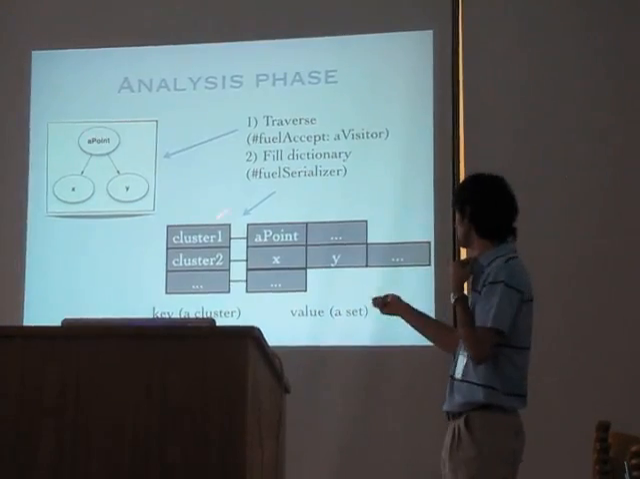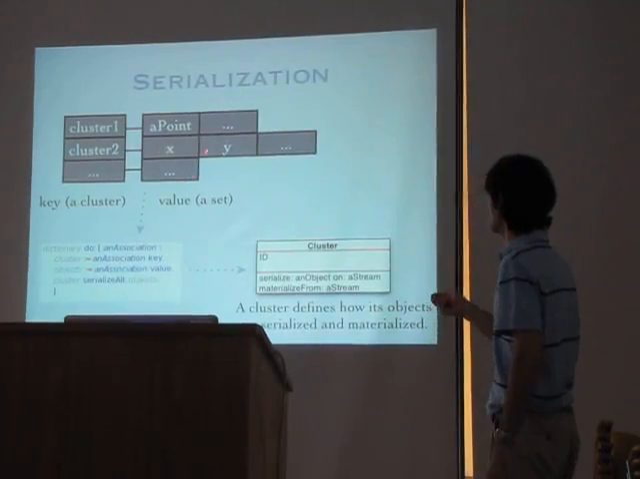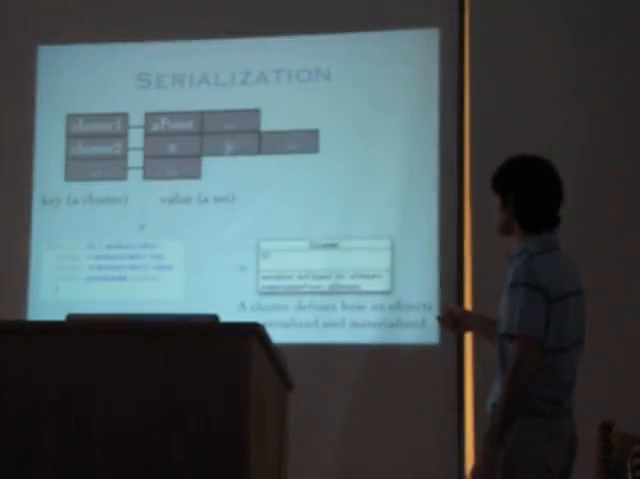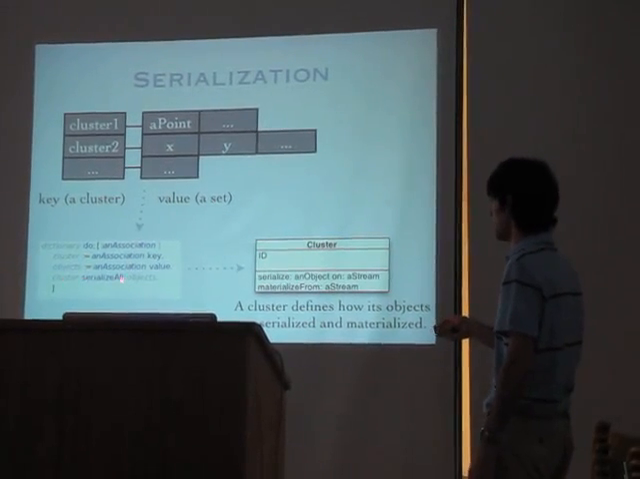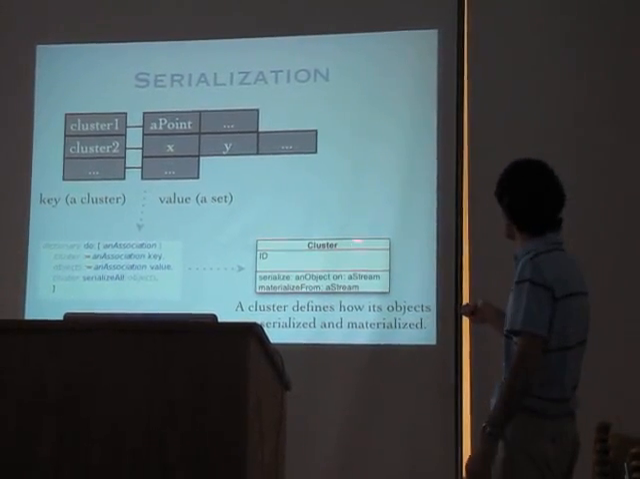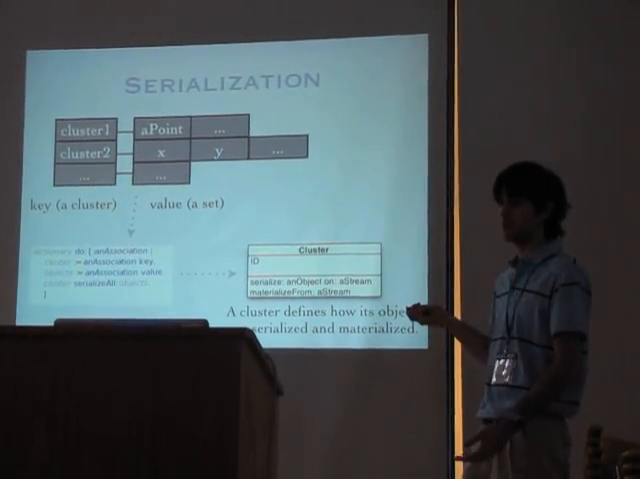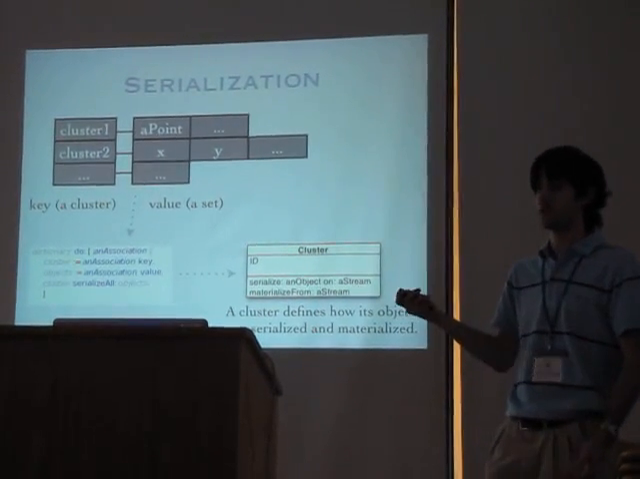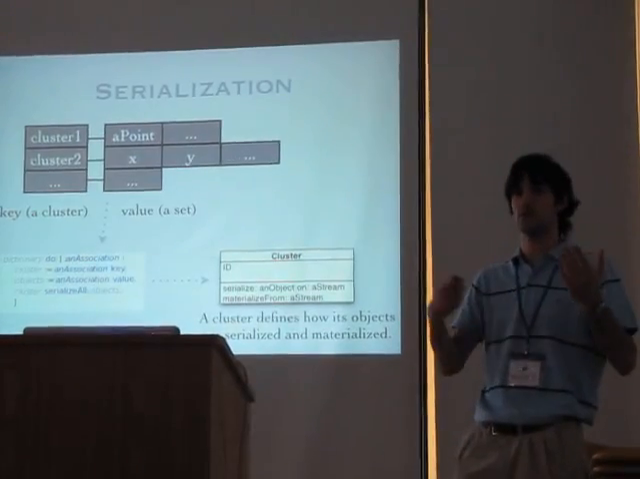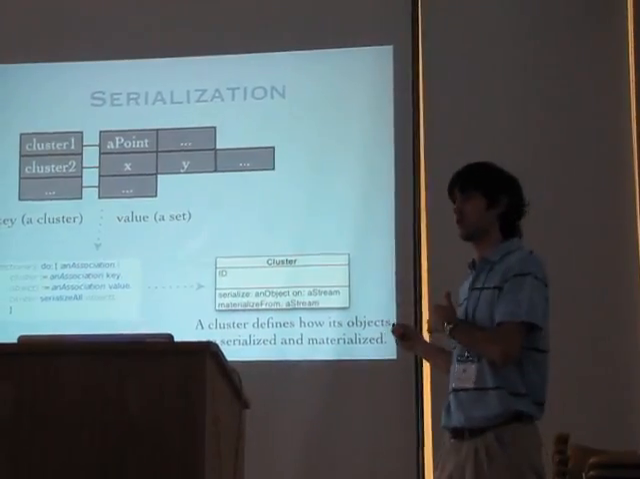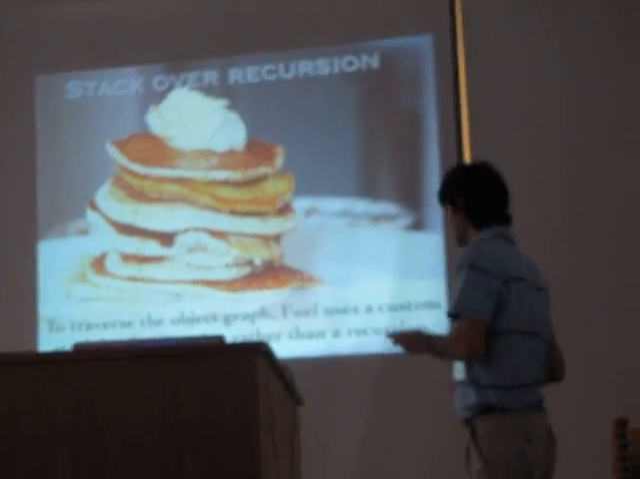Once we have that, we go to the serialization step, where we take that dictionary and iterate, and for every cluster we say, okay, cluster, serialize all your instances. Each cluster implements those two methods, serialize and materialize from. So each cluster defines the way that objects are serialized and materialized. If you want to extend, optimize or change it, you can subclass and change it.